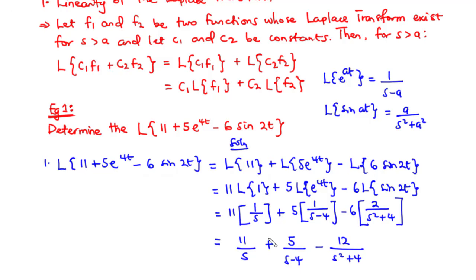So this is the Laplace transform of the function we have here, and notice that this Laplace transform is defined for all values of s greater than 4, because of the s minus 4 we have at the denominator here. The value of s should be greater than 4. Now let's move on to the second example.